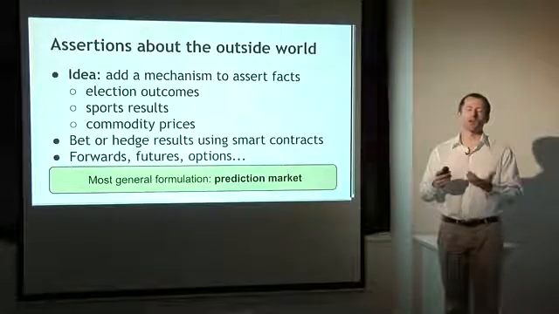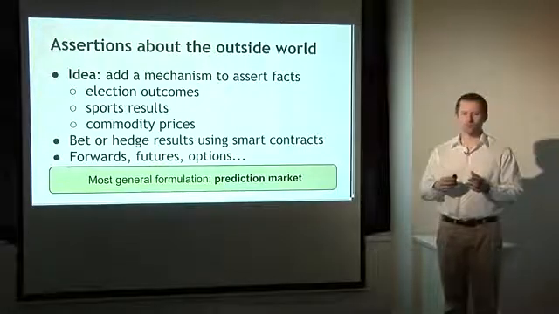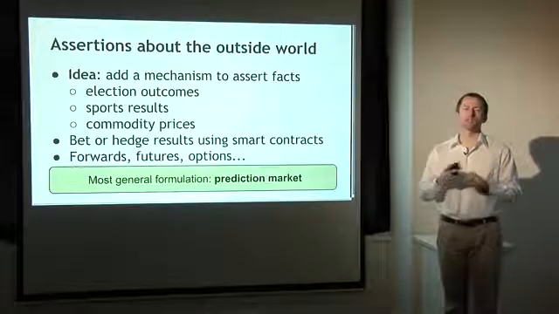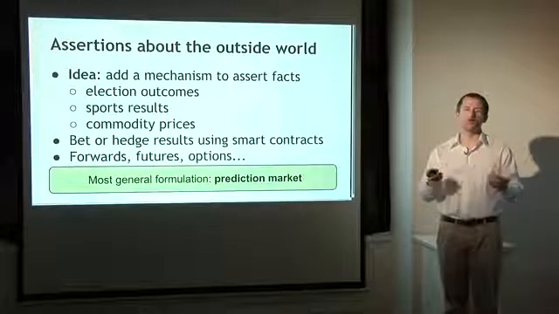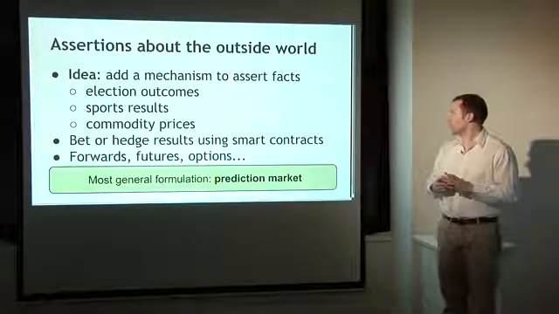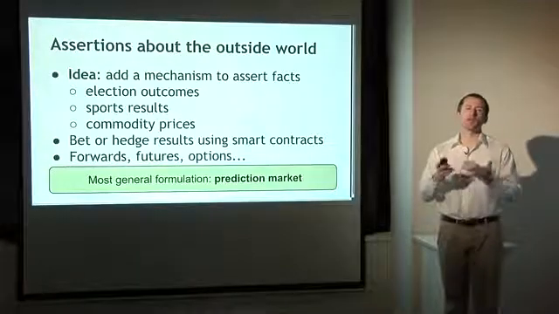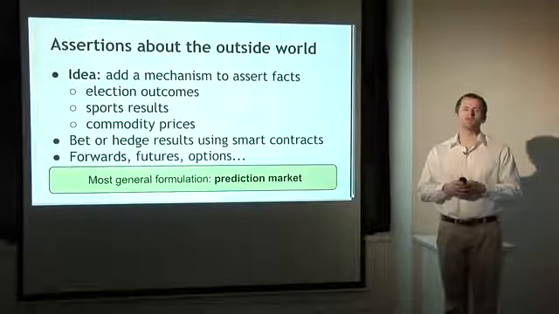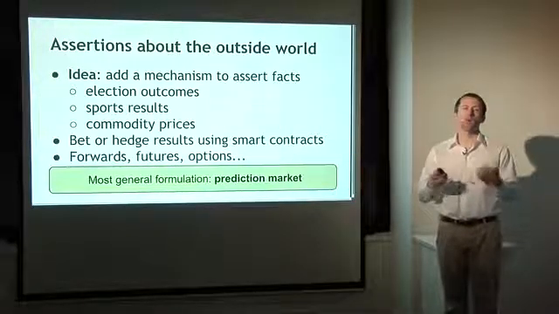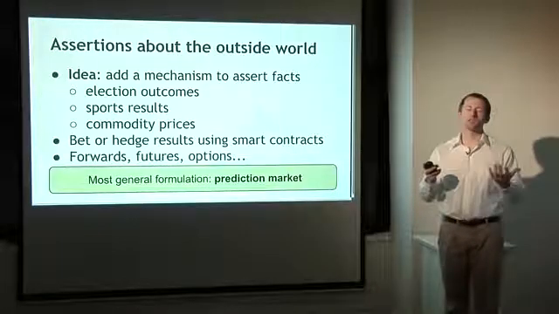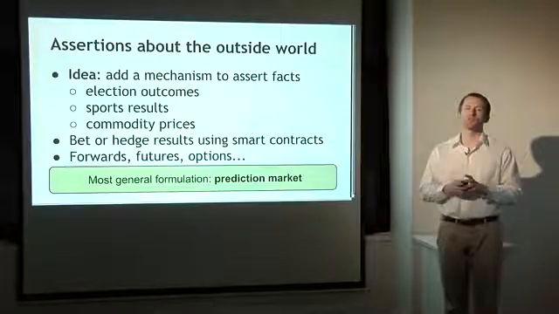You could bet on the future price of commodities, on who's going to win a sports match. You could hedge. And you could derive all of the things like forwards and futures that financial markets are built to buy and sell and trade. So wouldn't it be great if we could do all of this in the range of Bitcoin? Basically every variety of betting on the future. And the most general formulation of this is called a prediction market, and we'll be talking about how to build a prediction market in Bitcoin, since if you can build a prediction market, you can essentially build almost any other financial derivative that you'd be interested in.